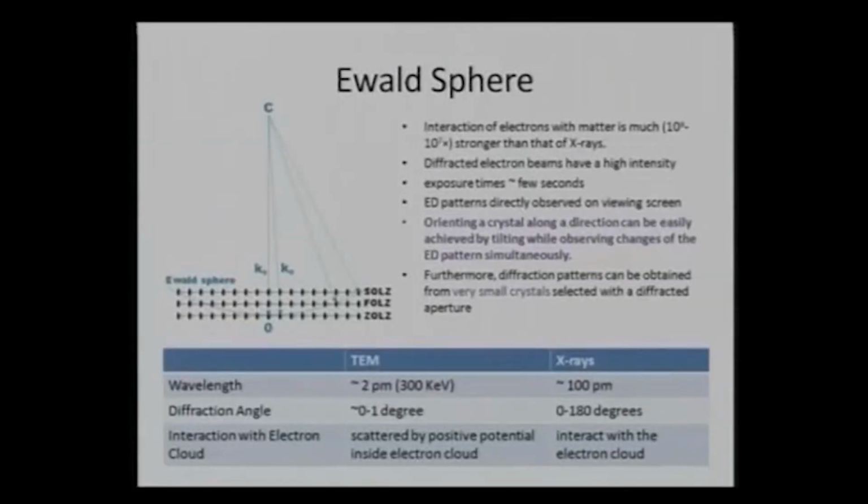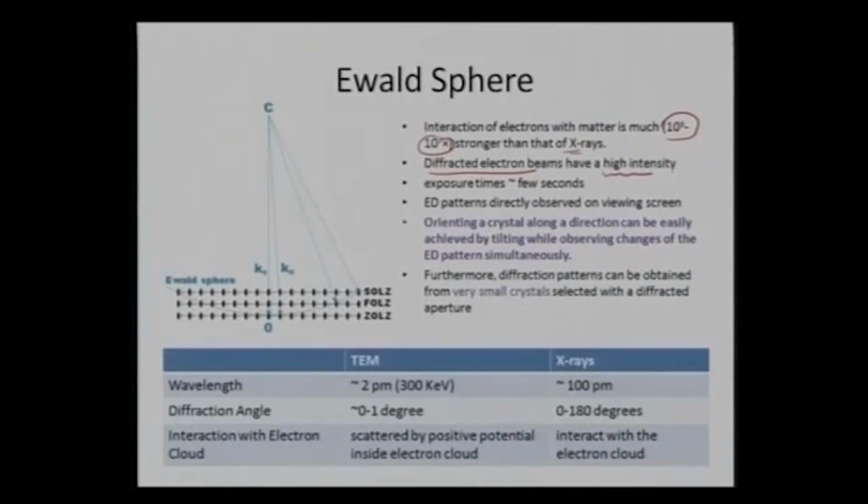What is so beautiful about transmission electron microscopy is that electron interaction with the material is much stronger. It is approximately 10 to the power 6 to 10 to the power 7 times stronger than that of X-rays. So eventually my diffracted electron will have a very high intensity.